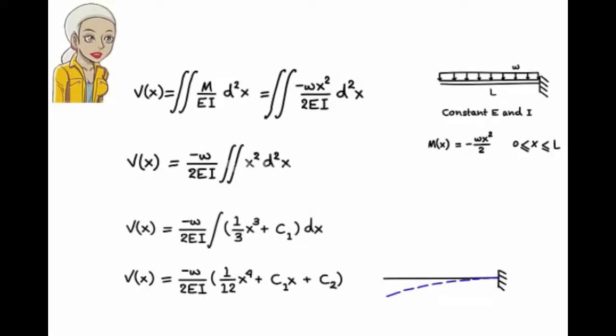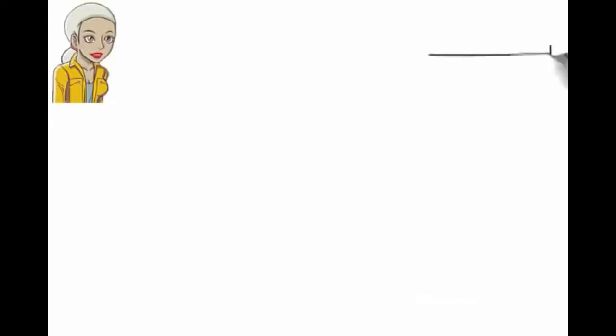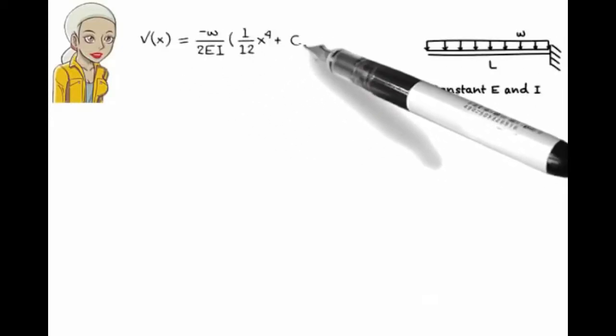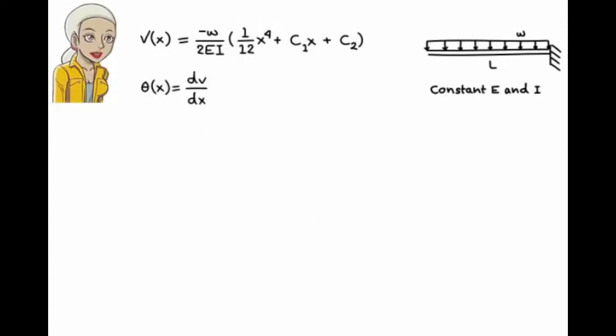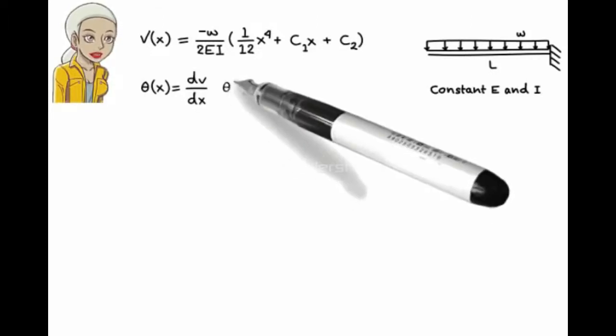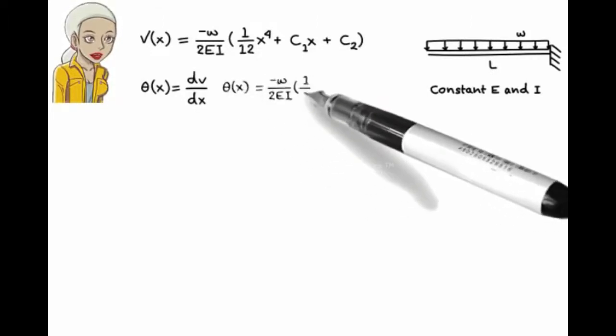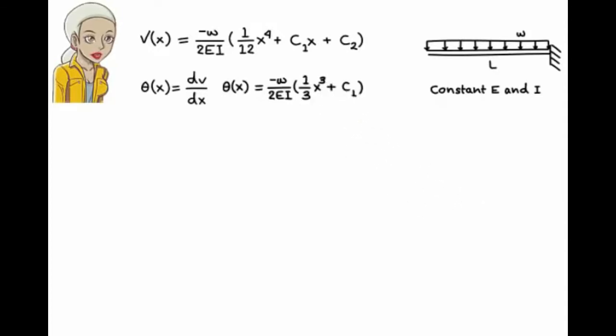The conditions are: deflection at the fixed support is 0, and the slope of the elastic curve at the fixed support is 0. I know that the slope equation equals the derivative of the deflection equation, so the slope equation can be written as theta(x) equals negative w over 2EI times 1/3 x cubed plus C1. Now, let's see how the boundary conditions come into play.